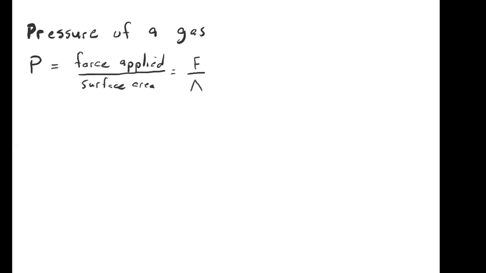P for pressure. Pressure can be defined as the force that you're applying divided by its surface area. So I'm going to write that as F for force divided by A for area. Let me show you what I mean by that.